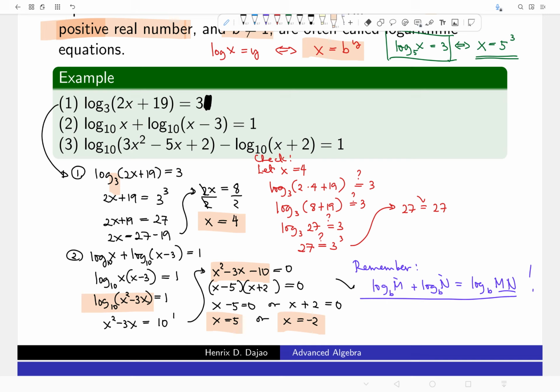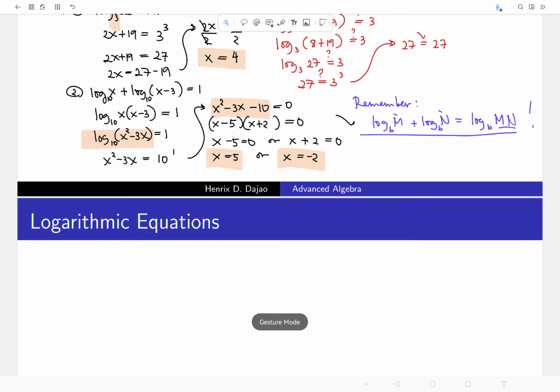We can do the checking so that we can verify whether 5 and negative 2 are really solutions of our original equation, which is log of x with base 10 plus log of the quantity x minus 3 with base 10 equals 1. We can try. Okay, so let's try to check.